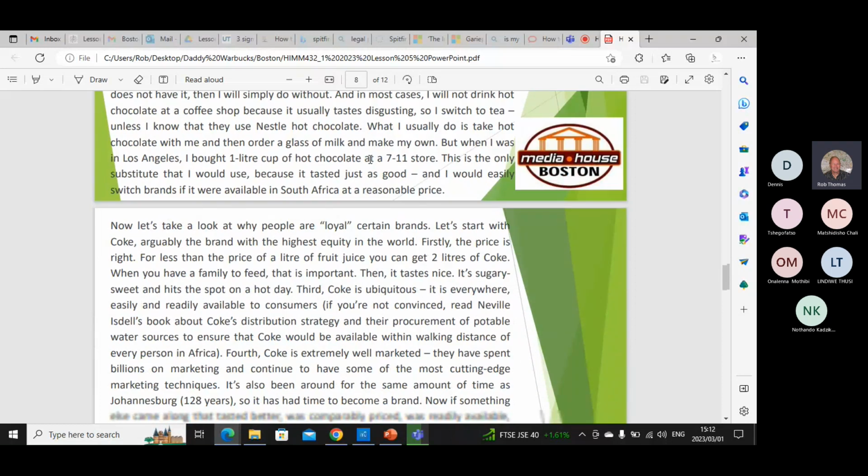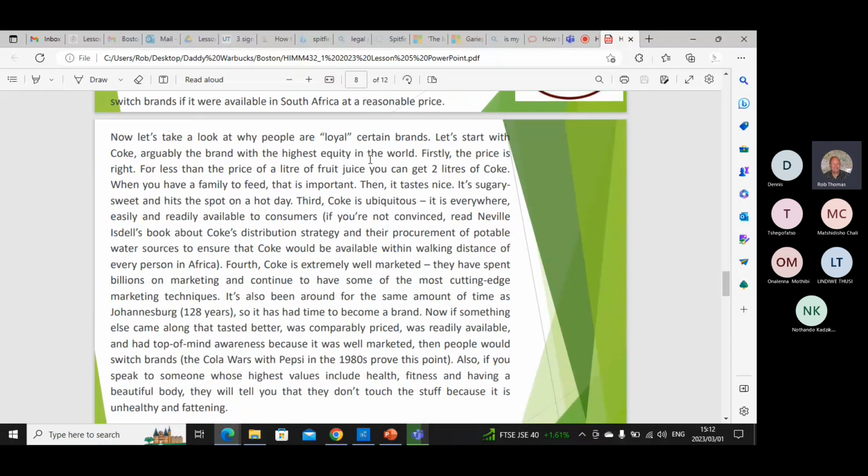But now let's have a look at this. It's very, very important. Now let's take a look at why people are loyal to certain brands. Let's start with Coke, arguably the brand with the highest equity in the world. Firstly, the price is right. For less than the price of a liter of fruit juice, you can get 2 liters of Coke. It's become expensive, but it's still cheaper than fruit juice. Okay. When you have a family to feed, that's important.